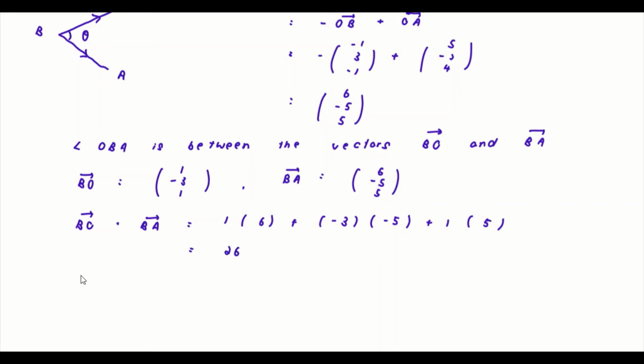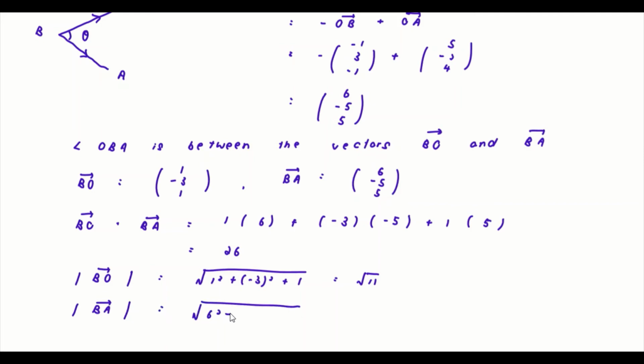Now let us find out the magnitude. For BO, it will be equal to the square root of 1 square plus -3 square plus 1. So 9, 1, 1, I will get 11. For BA, I will have 6 square plus -5 square plus 5 square. So I'll get 36 and 25, 25, so 86.